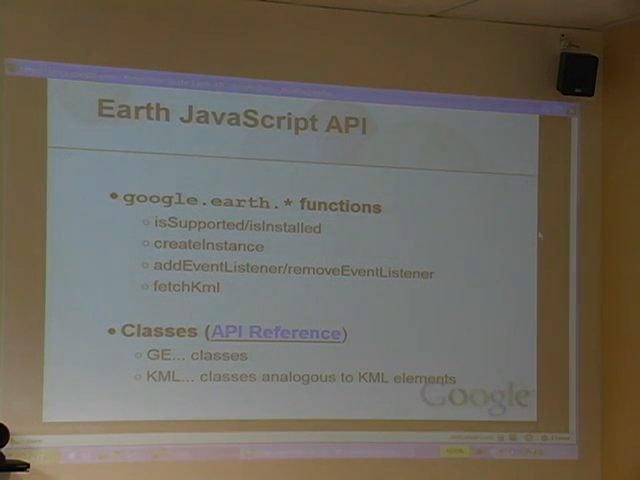You can create an instance. You can use this to fetch KML, to load KML into your plugin, and you can add event listeners, like for mouse events and things like that. The second part is the classes, and I'll quickly show you a list of the classes.